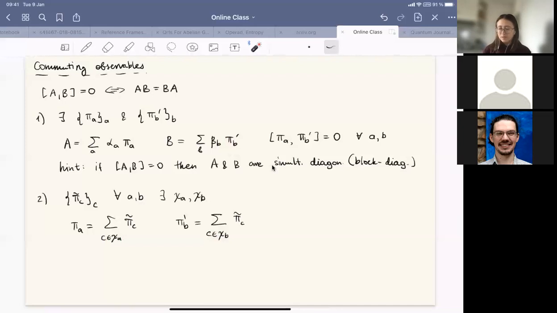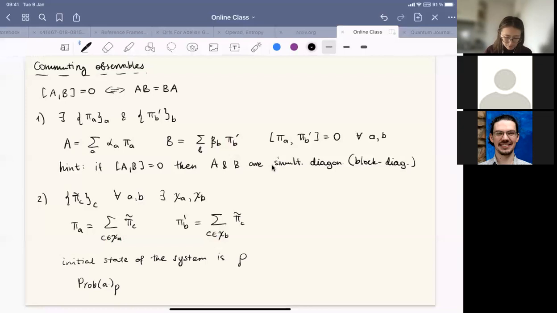Okay. Then let us express the probability of measuring outcome A and measuring outcome B, given the state rho. So suppose that the initial state of the system is rho, and rho is a density matrix, and we now know how to deal with density matrices. Then the probability of measuring outcome A on a state rho, per the Born rule, is the trace of pi A rho.